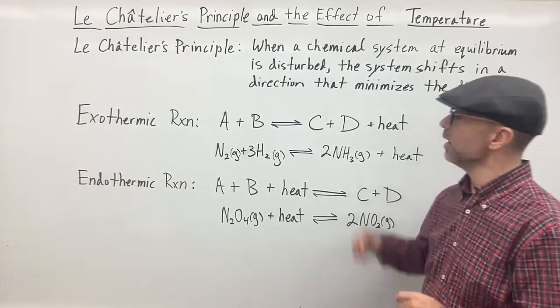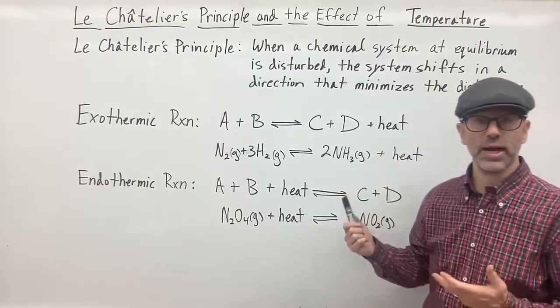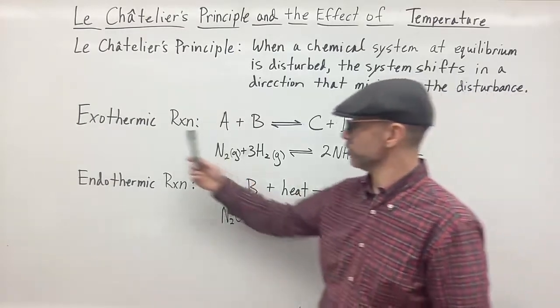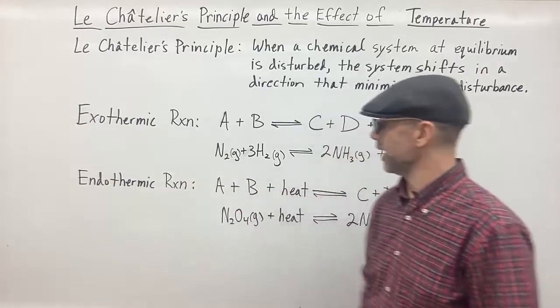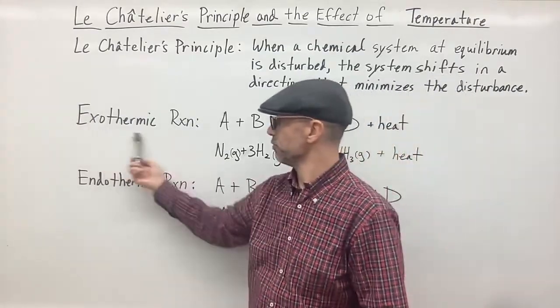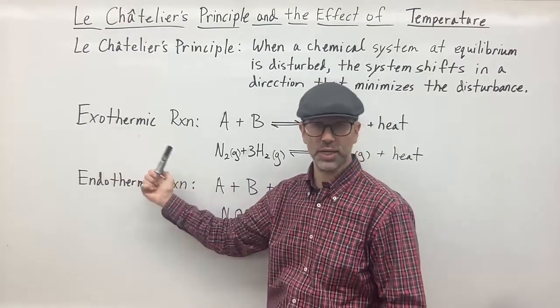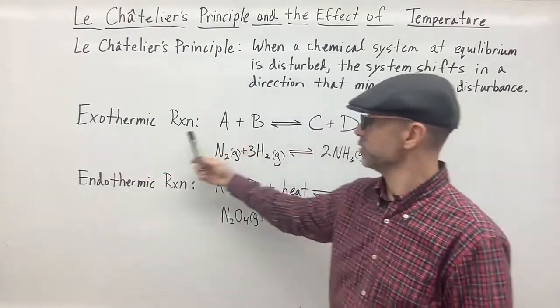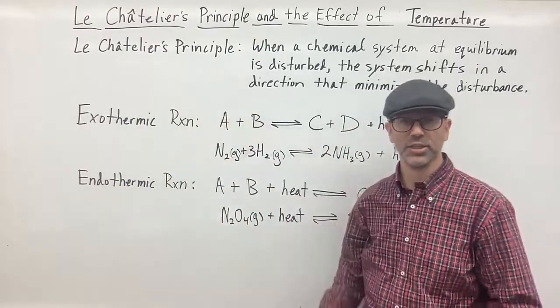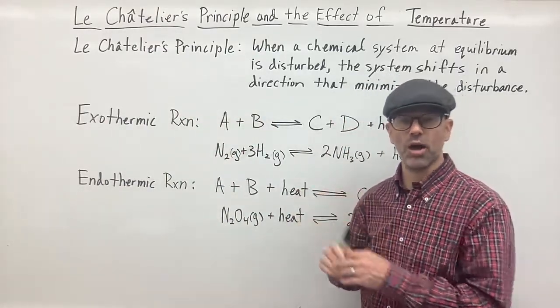So first, we need to remember what exothermic and endothermic reactions are. In an exothermic reaction, exo means out of, and therm is referring to heat or energy. So an exothermic reaction is where heat is going out of the reaction. Heat is being given off.